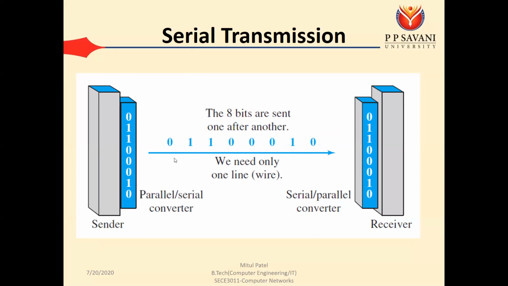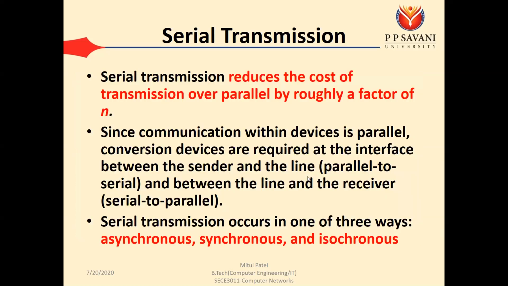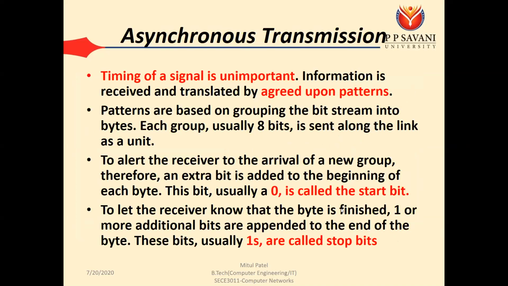The advantage is low cost, since we require the cost of only one single line through which we can send every bit from sender to the receiver. But the disadvantage is the bit rate: in case of the parallel we are sending 8 bits at a time, but here we are able to send only one bit. The serial transmission can be asynchronous, synchronous, and isosynchronous.